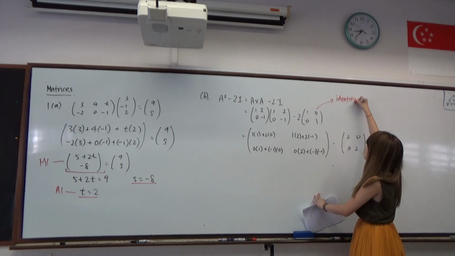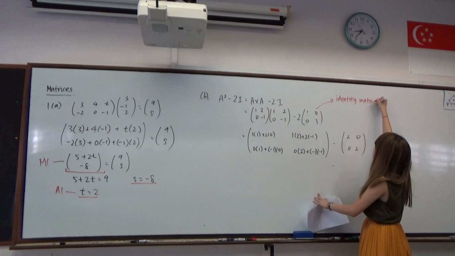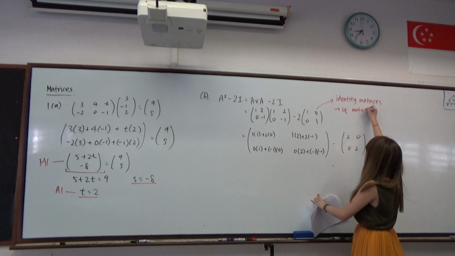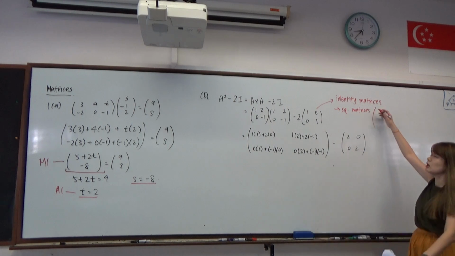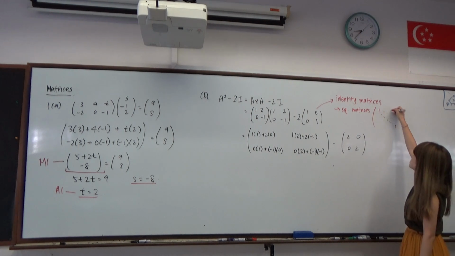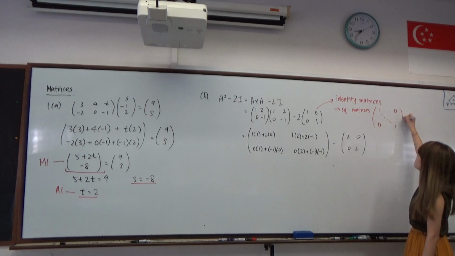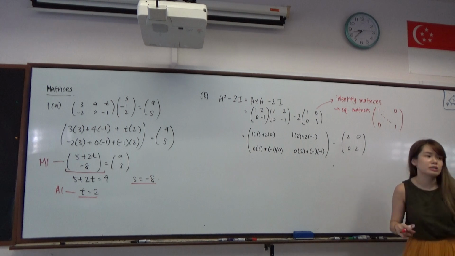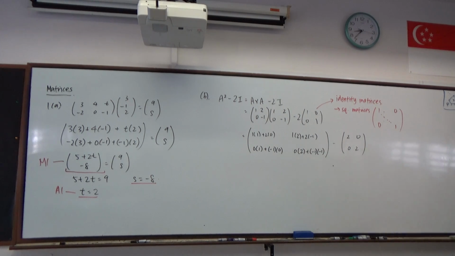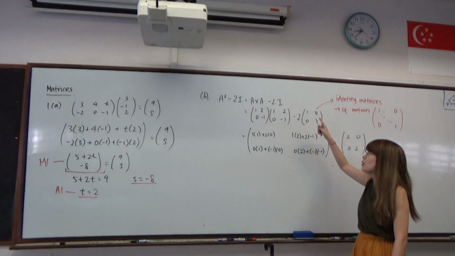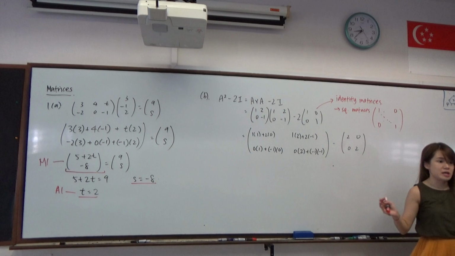Identity matrices are square matrices such that the diagonal from top left to bottom right are ones, and then the rest are zeros. Depending on how big your square matrix is required to be, in this case it should be a 2 by 2 square matrix because over here is 2 by 2. There is no point if down here is 3 by 3 because you cannot simplify it.